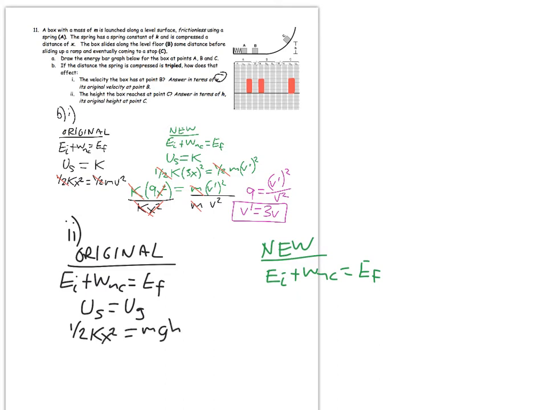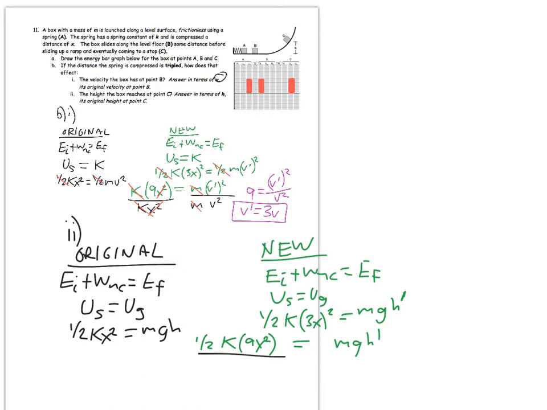In my new setup, it's still going to be the same energy types, but it's going to be 1/2 k times 3x, that quantity squared, equals mg, and now it's going to be h prime, which is what I'm ultimately looking for. Once again, I'm going to divide these two equations, so I'm going to take this 1/2 k, and that becomes 9x squared, equals mgh prime, and I'm going to divide it by 1/2 kx squared, and divide the other side by mgh.